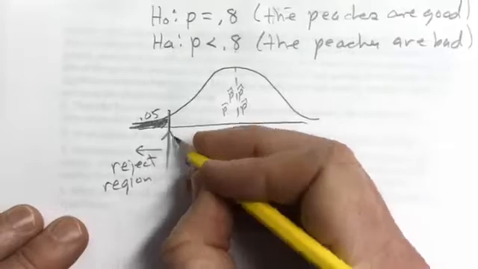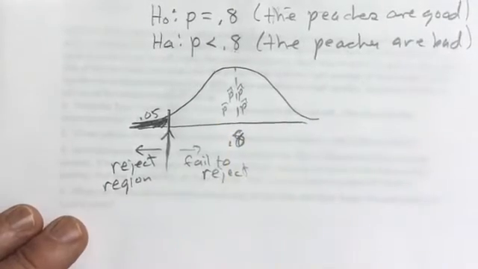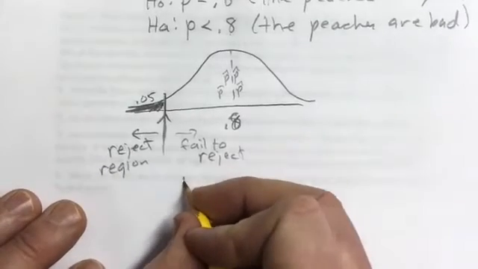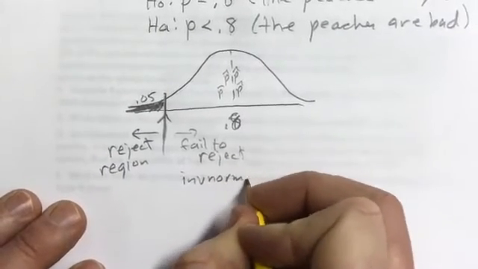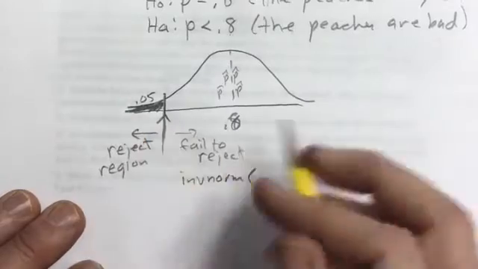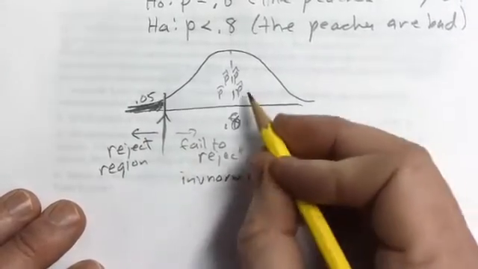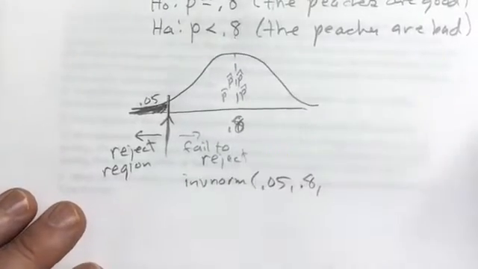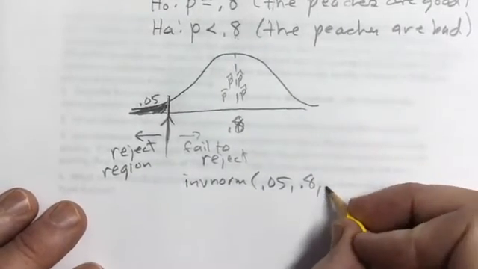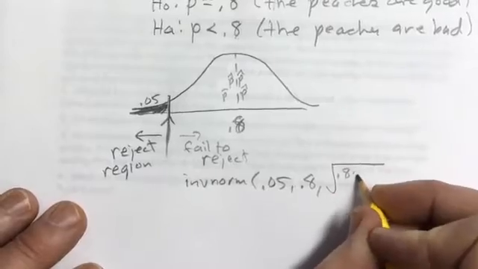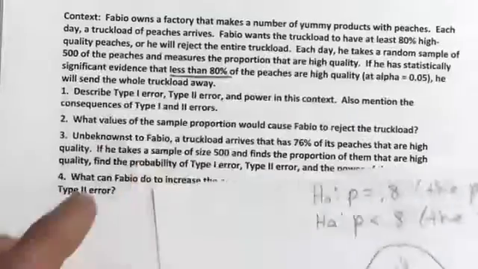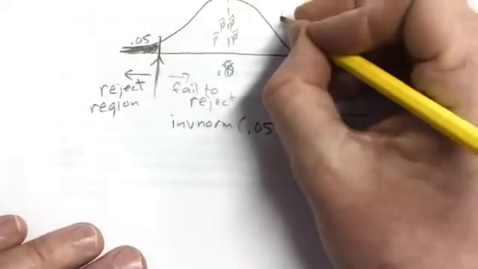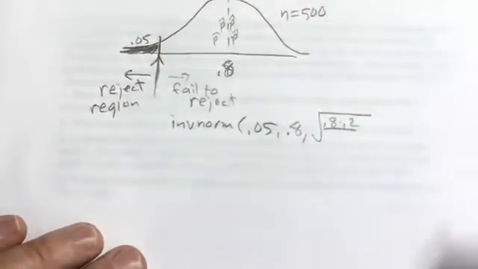How can we find the value of p-hat that's there? Inverse norm will tell us. We did this sort of problem in chapter 2. So what we will do is we will say inverse norm, and then the area, my left area, is 0.05. The mean of my p-hats is 0.8. And then the standard deviation of my p-hats, and we did this in chapter 7, is going to be the square root of 0.8 times 0.2 over, and our sample size in this problem is 500. So our n is equal to 500.